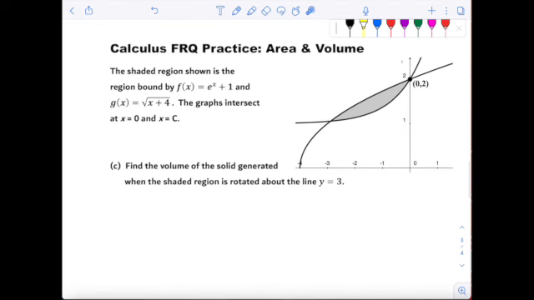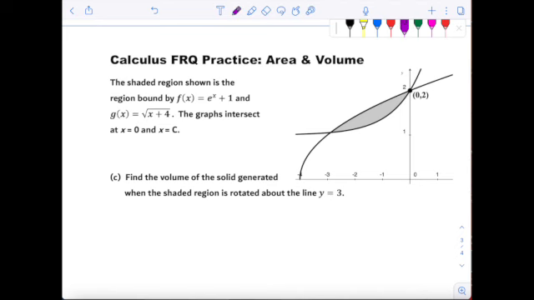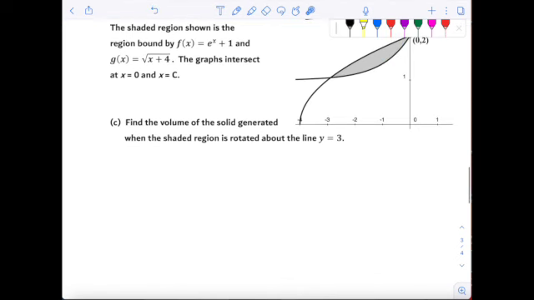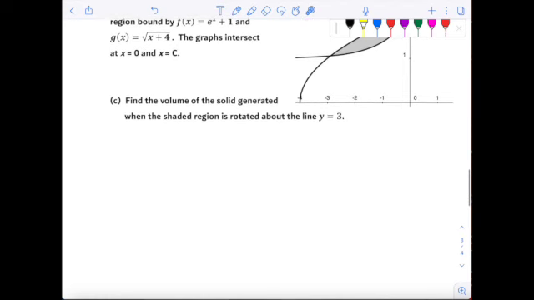But in this case, you have to ask yourself, is this a disk or a washer? And for a little visualization, y equals 3 is up here. I don't have a ton of room, but it's away from the region. So whenever there's any space in between the region and the axis of revolution, that's going to generate a hole in the middle. When you rotate that region around, this extra space is going to generate a hole in the middle, so you're going to be dealing with a washer. So the washer formula is pi integral big R squared minus little r squared.